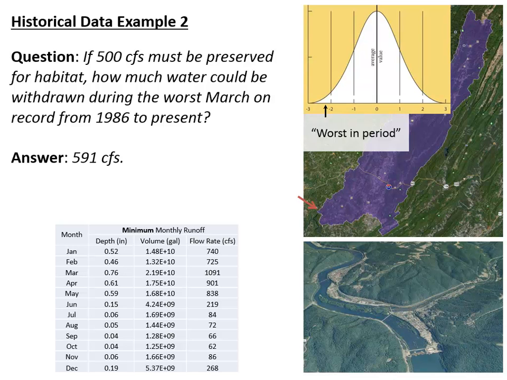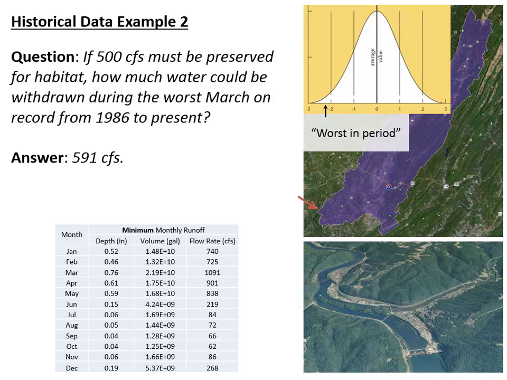Now let's take it the other way. Now what if you were saying, well, we have to preserve some flow for habitat. So if you have to assume preserving 500 CFS for habitat, then how much water could be withdrawn from the worst March in record? And so now by worst, what we mean is that almost all of the time is going to be better than that. It's just what we haven't observed from 86 to the present that's the risk that we're worrying about.